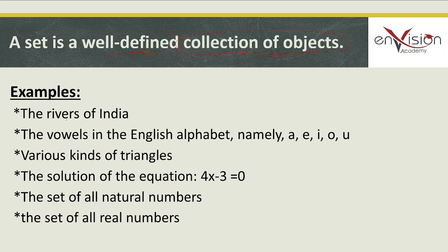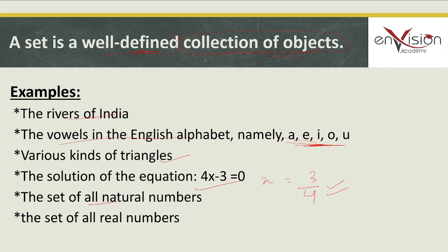So here are some examples of a set. The rivers of India, obviously, will remain the same for everyone. The vowels of the English alphabet, namely A, E, I, O, U, are also the same for everyone. And various kinds of triangles, we have 6 kinds of triangles. The solution of the equation 4x minus 3 equals 0: if we find the solution, x will be 3 by 4. It means it will remain constant for everyone. The solution of this equation is also a kind of set, a well-defined collection of objects.